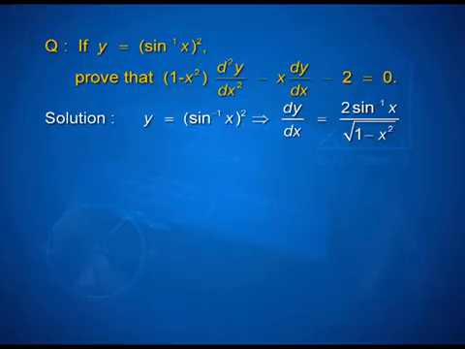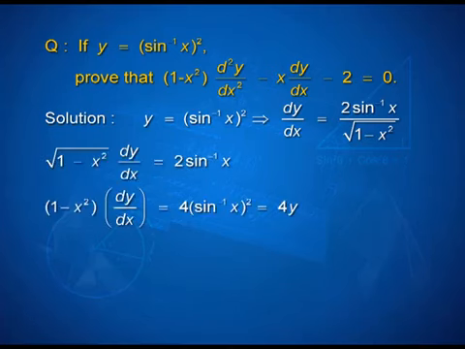Instead of finding the derivative of this function as it is, what I do is cross multiply with root 1 minus x square and then square both the sides. Once I have done that, notice the right hand side is actually nothing but 4 times y. So, it is already a much more simplified expression.